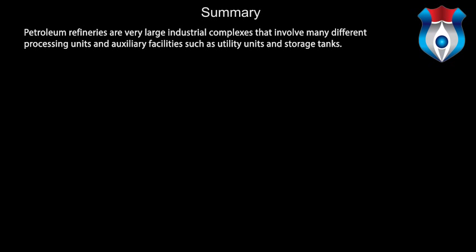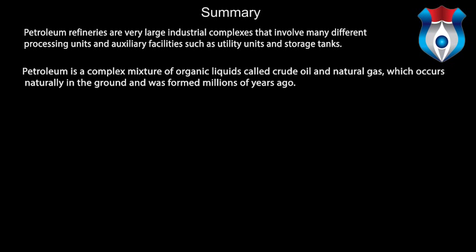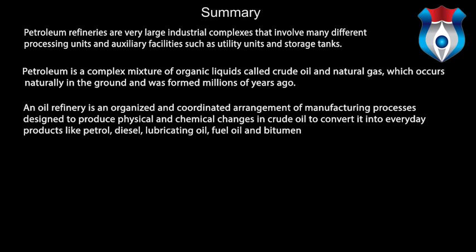Petroleum refineries are very large industrial complexes that involve many different processing units and auxiliary facilities such as utility units and storage tanks. Petroleum is a complex mixture of organic liquids called crude oil and natural gas, which occurs naturally in the ground and was formed millions of years ago. An oil refinery is an organized and coordinated arrangement of manufacturing processes designed to produce physical and chemical changes in crude oil to convert it into everyday products like petrol, diesel, lubricating oil, fuel oil, and bitumen.